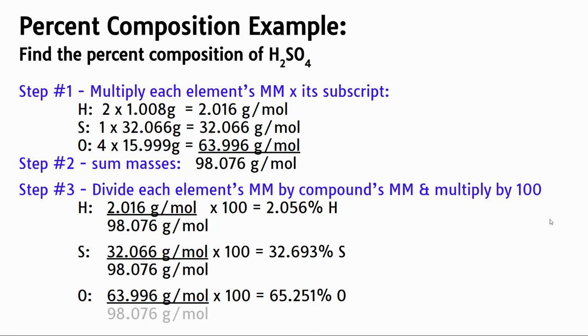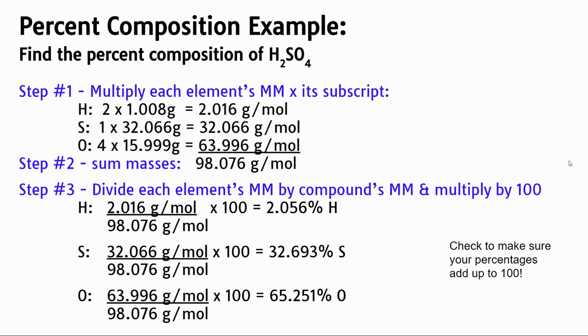And then oxygen, we take the amount of oxygen in this compound, which is almost 64 grams, divided by the molar mass of the compound, which is 98 grams per mole, and multiplied by 100. And then that gives you about 65%.